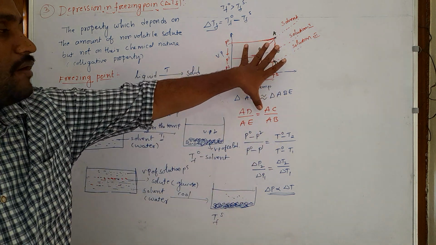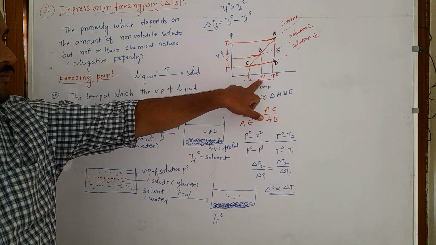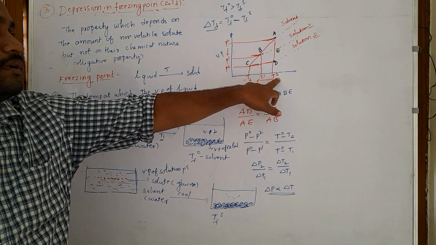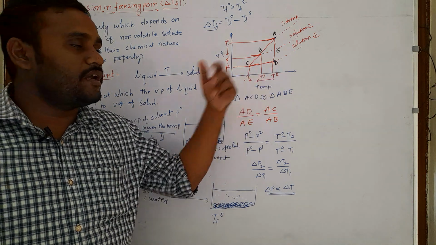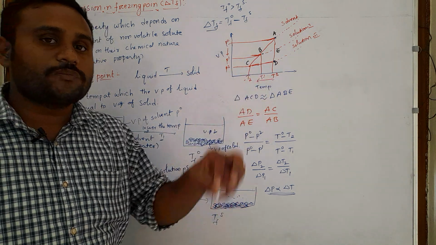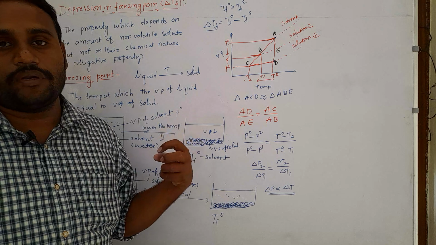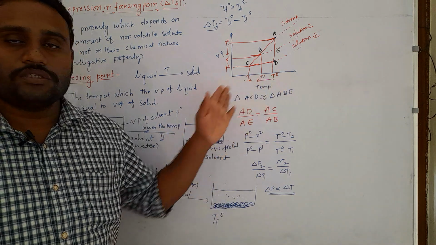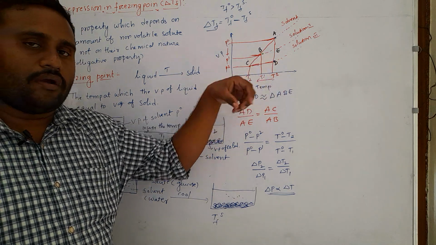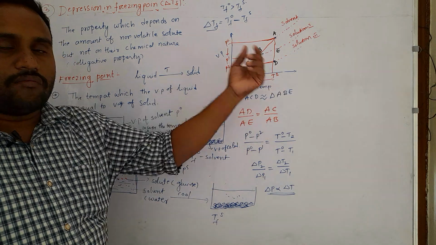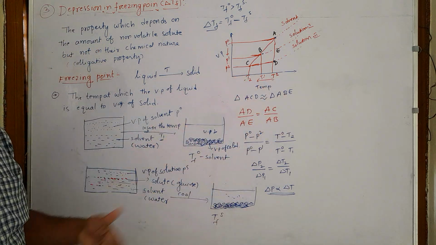From this graph we can also get one conclusion: solvent freezes at high temperature, solution freezes at very low temperature. By using this phenomenon, in cold countries they sprinkle some salt on the ice so that the water freezes at a lower temperature, less than 0 degrees Celsius. Water freezes at 0 degrees Celsius, and when you add some non-volatile solute to it, the water freezes at less than 0 degrees Celsius, so that they can clean very easily, right?